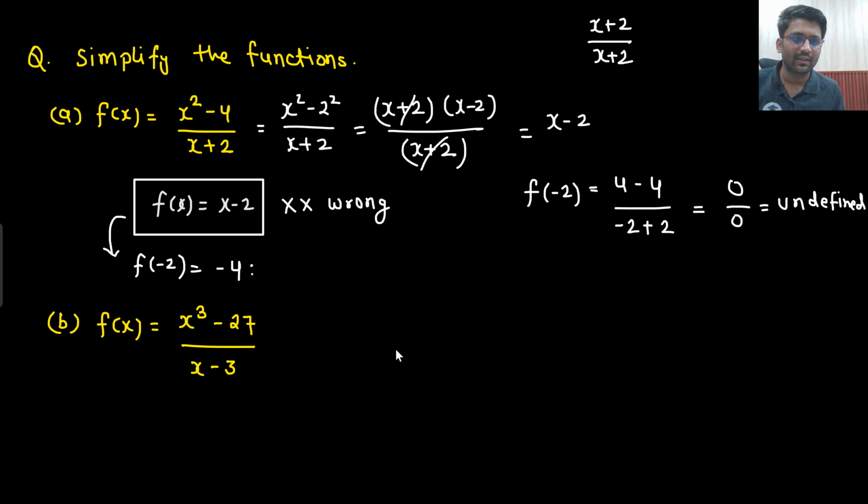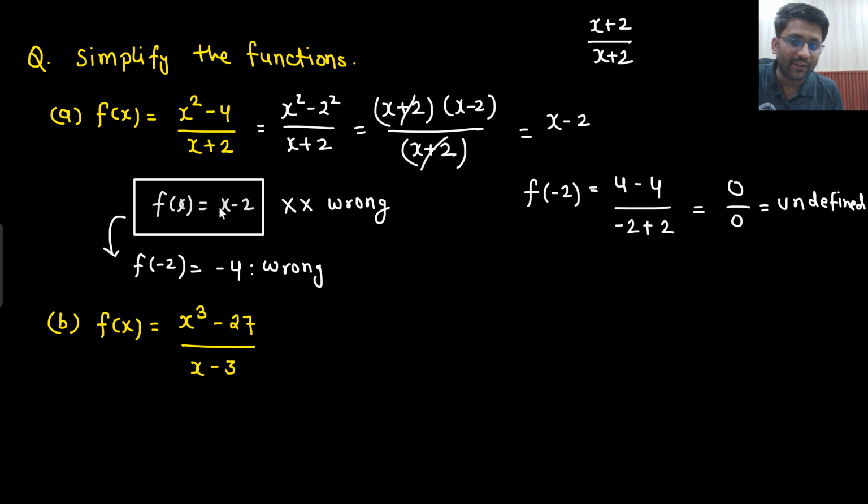It is proven, right? Your actual function is saying that at f of minus 2, the value is undefined. But what are you saying? You are reducing the expression by x minus 2. You are saying that, sir, the value of f(x) at minus 2 is coming out to be minus 4, which is wrong. It is actually undefined.